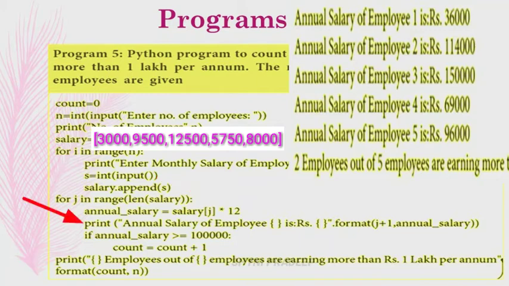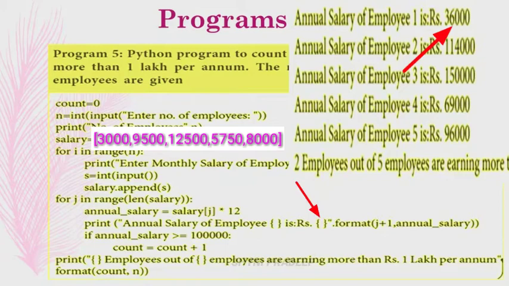See the next line. Print annual salary of employee. You have to print the annual salary of the employee. Next, curly brace. This curly brace is for j plus 1. Initial j value is what? 0. 0 plus 1 means 1. So this curly brace is for 1. Employee 1, next is colon rupees. This curly brace is for annual salary. How will you calculate annual salary? The salary will be multiplied by 12.